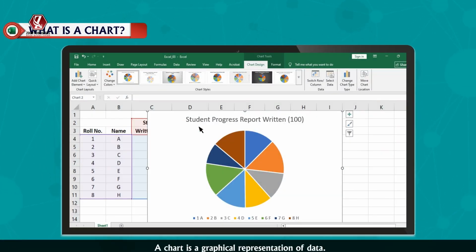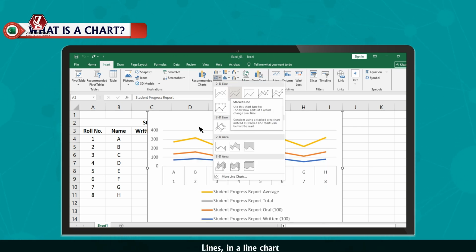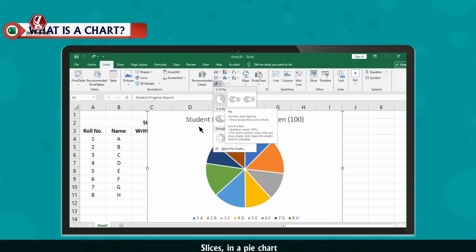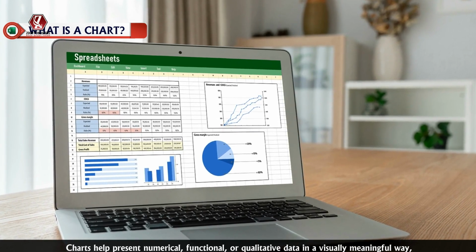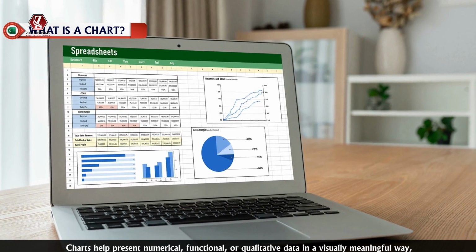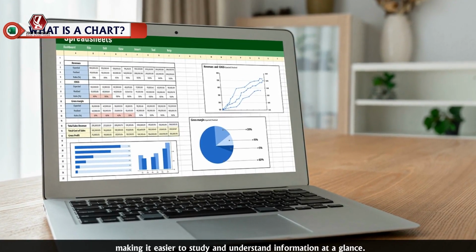What is a chart? A chart is a graphical representation of data. Information in a chart is displayed using symbols such as bars in a bar chart, lines in a line chart, slices in a pie chart. Charts help present numerical, functional, or qualitative data in a visually meaningful way, making it easier to study and understand information at a glance.